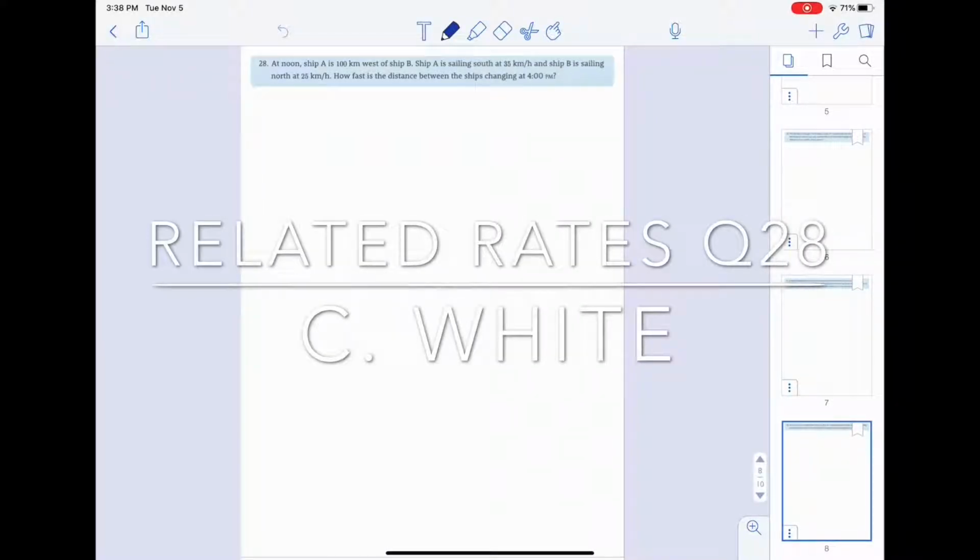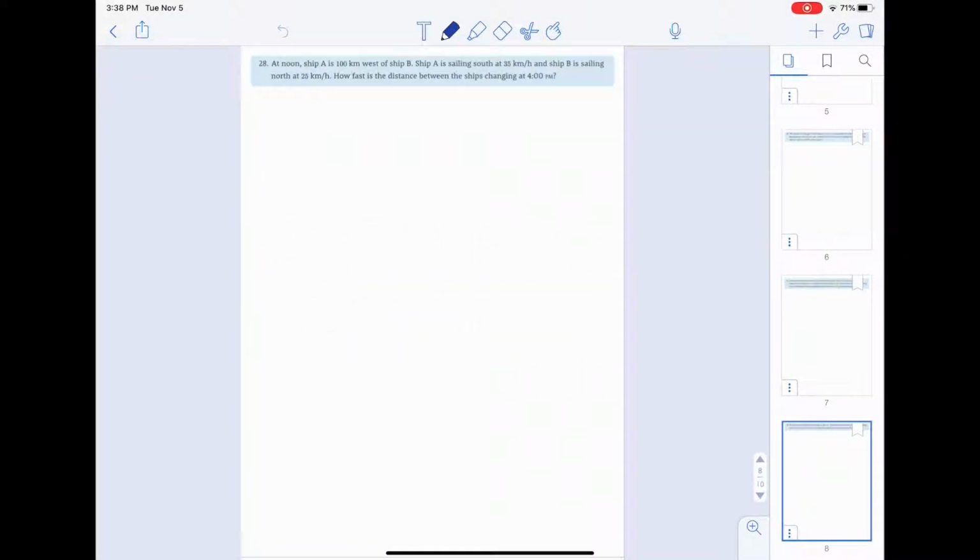All right, question 28. At noon, ship A is 100 kilometers west of ship B. Ship A is sailing south at 35 kilometers an hour, and ship B is sailing north at 25 kilometers an hour. How fast is the distance between the ships changing at 4 p.m.?